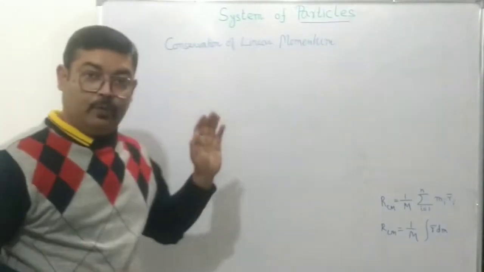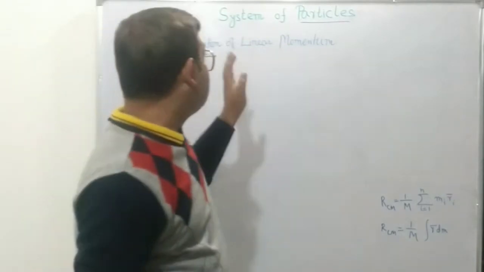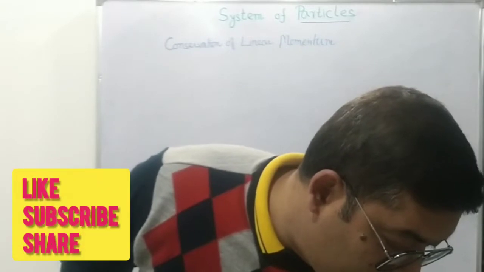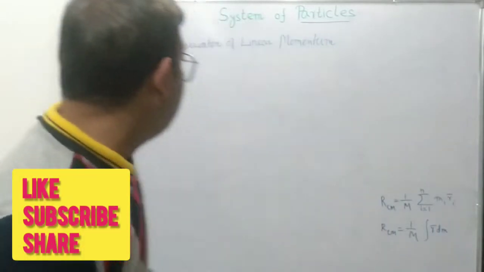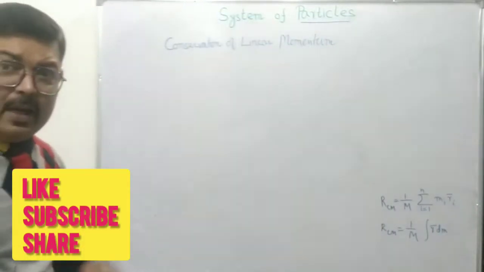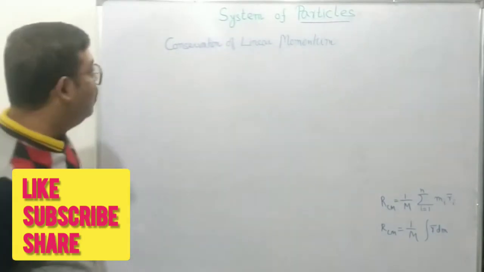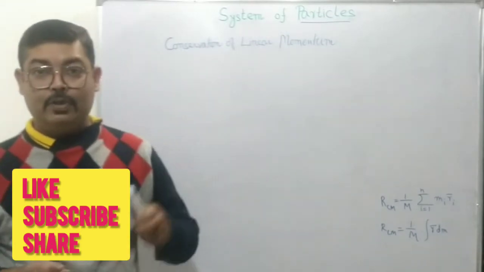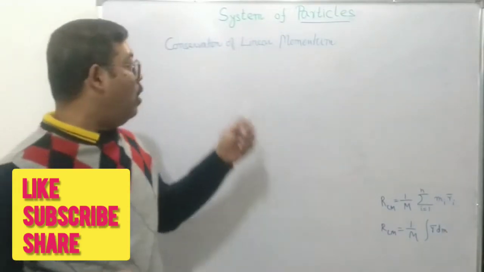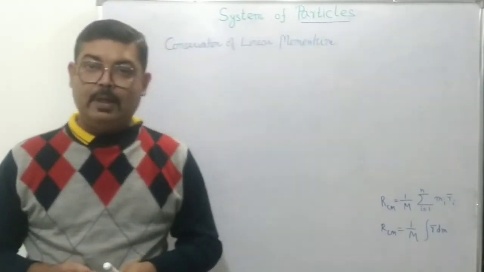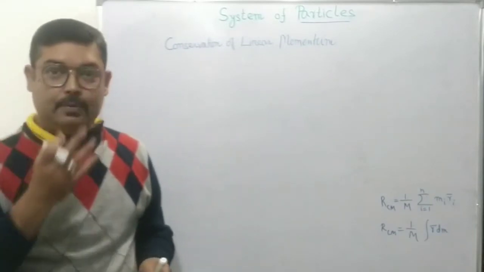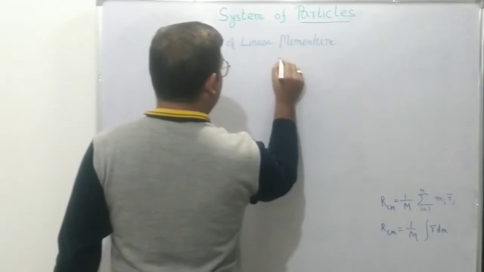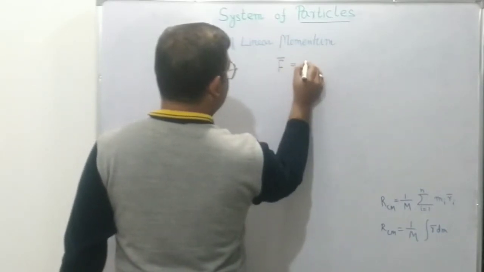Today we will be continuing our discussion on center of mass and system of particles, and we have come to an important topic of conservation of linear momentum in a system of particles. So we know that linear momentum will be conserved if the net external force acting on the body, or in this case on a system of particles, is equal to 0, which means, let's say, if F is the total external force, this must be equal to 0.